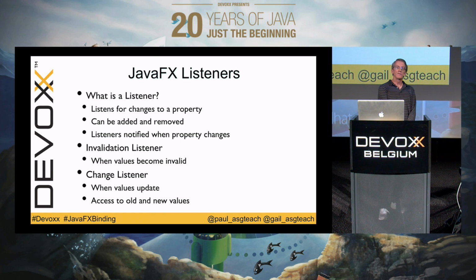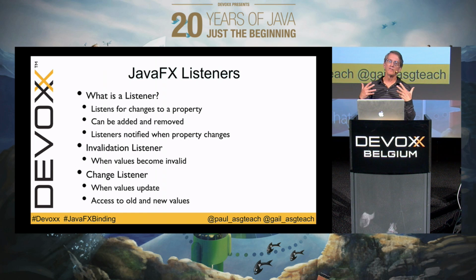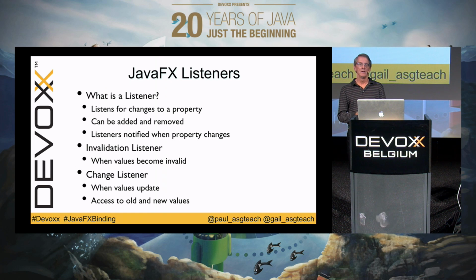So what's a listener? A listener is something you can attach to a property so that you can monitor changes when that property gets updated. You can add or remove listeners dynamically in your program, and a listener will be notified when a property that it's attached to updates or changes at some point.